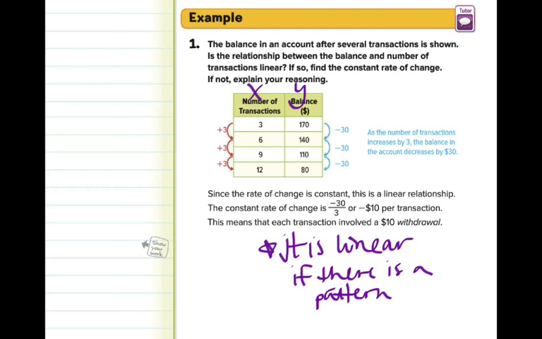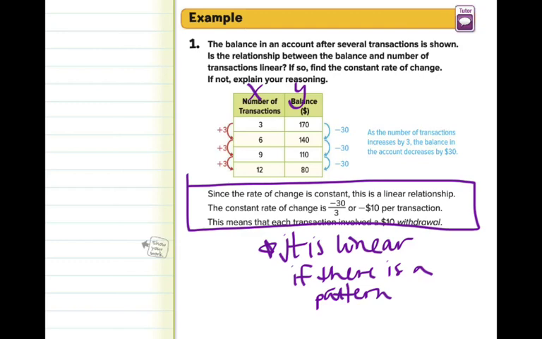I just want to say if my numbers for my x's follow a pattern, when they're written, you got to write them in order. If my x's are written in order, if there's a pattern there, and there's a pattern with the y's, then it's a linear relationship. So let's take a look at what we say here. Since the rate of change is constant, this is a linear relationship.